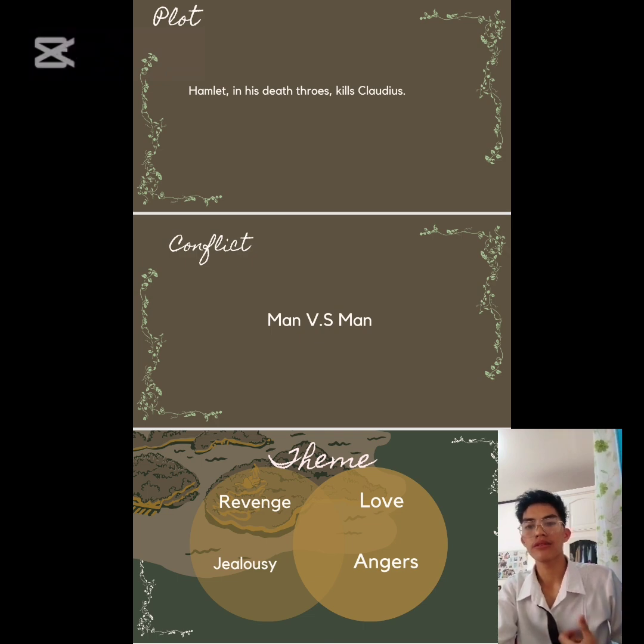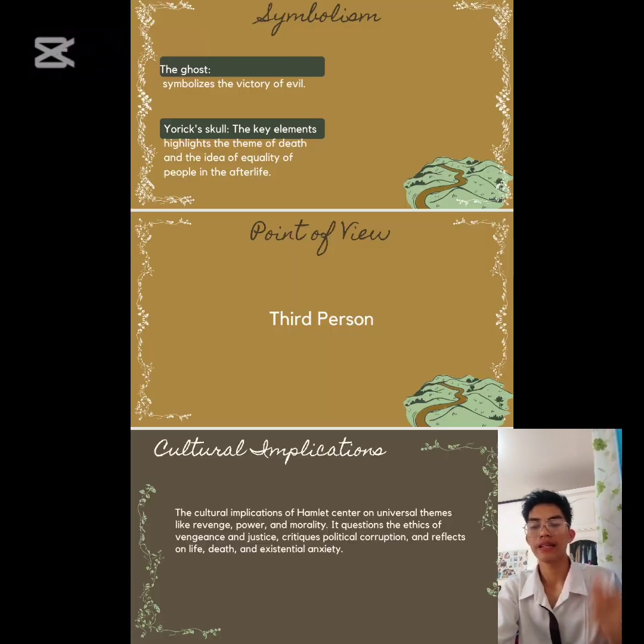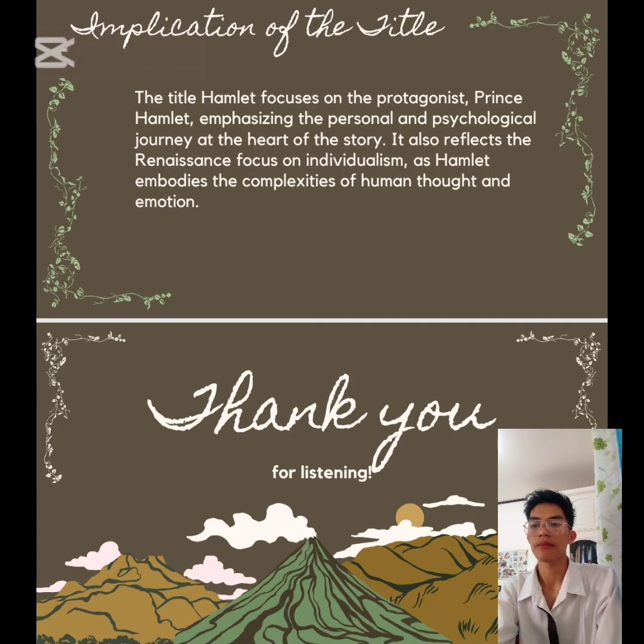Then the point of view is third person, because the author used personal pronouns like he and she. So cultural implications. The cultural implications of Hamlet center on universal themes like revenge, power, and morality. It questions the ethics of vengeance and justice, critiques political corruption, and reflects on life, death, and existential anxiety.